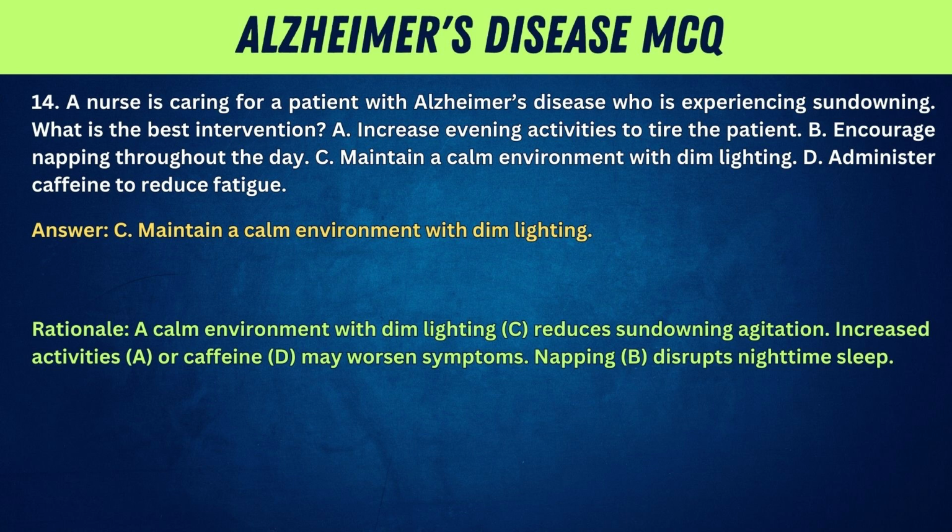Rationale: a calm environment with dim lighting, C, reduces sundowning agitation. Increased activities, A, or caffeine, D, may worsen symptoms. Napping, B, disrupts nighttime sleep.